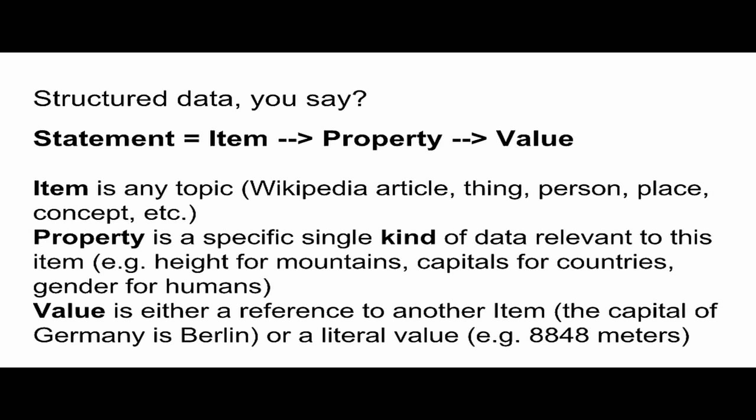It can be any topic that Wikipedia can cover and many others that Wikipedia wouldn't. So the item can be Germany, or it can be Salem, Massachusetts, or it can be the concept of redemption. It can be anything at all, anything you could imagine describing in any way with data can be the item. So the item, consider it like the title of the rest of the data.